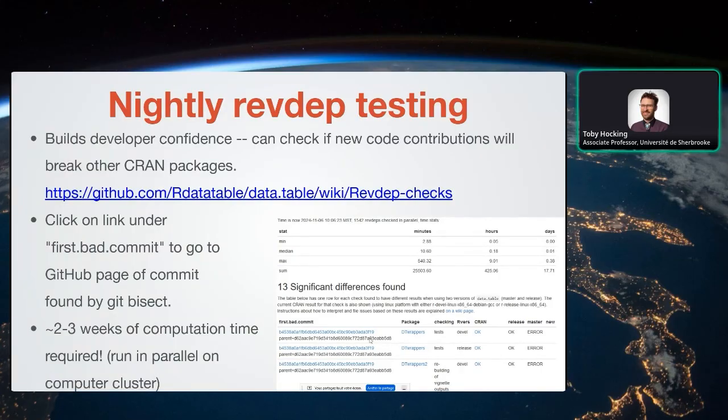Because the ideal is that we want to make sure that data table is always compatible and that we're not breaking anybody else's code every time we publish a new version. That's really important for the community, and so this tool lets us do that. Even though it's a difficult computation, it takes about 2 or 3 weeks of computation time to produce every one of these reports, we run it in parallel on a computer cluster, so we get the result in about 9 or 10 hours every day.